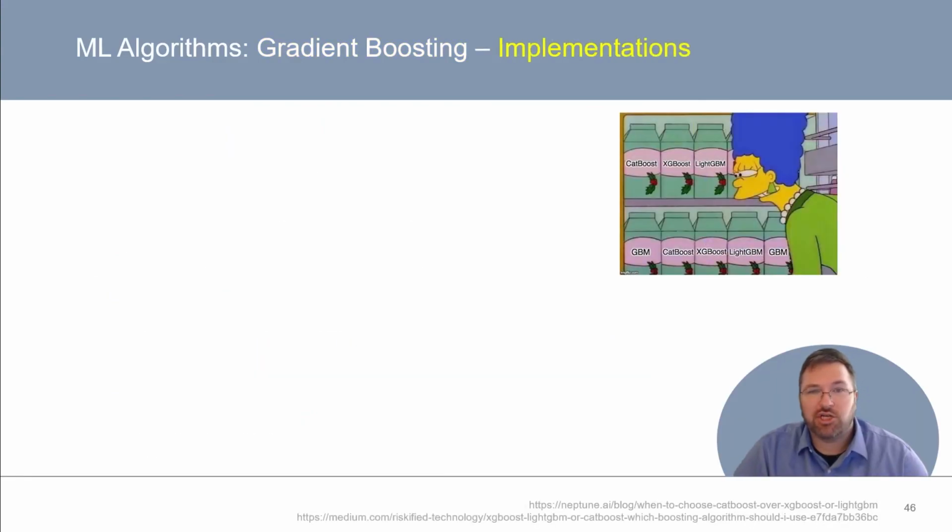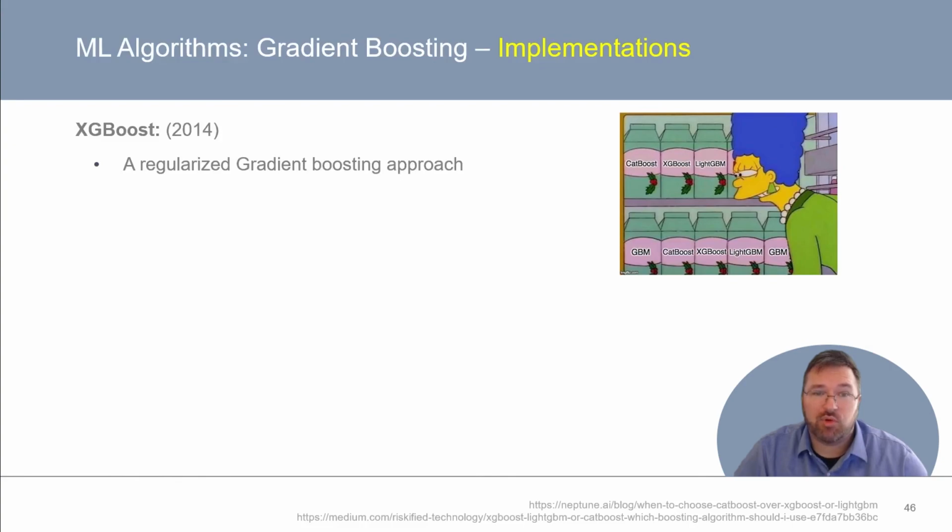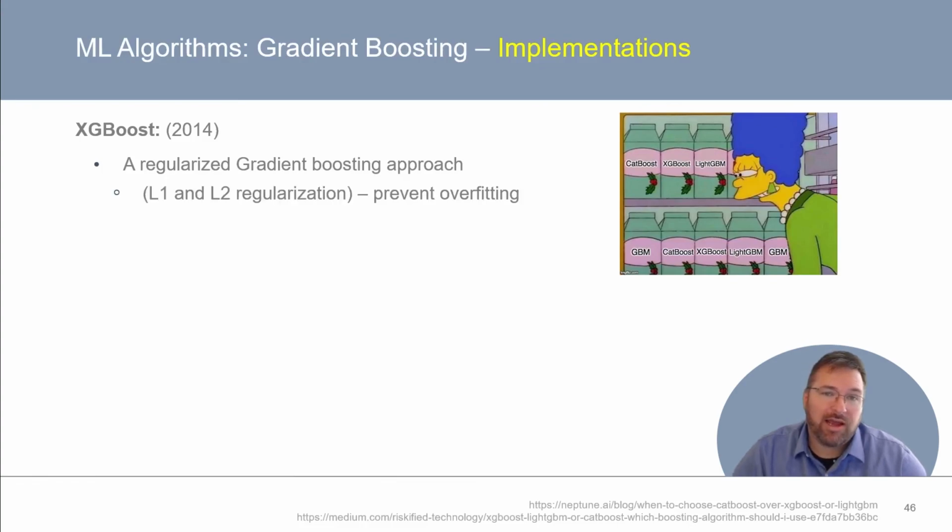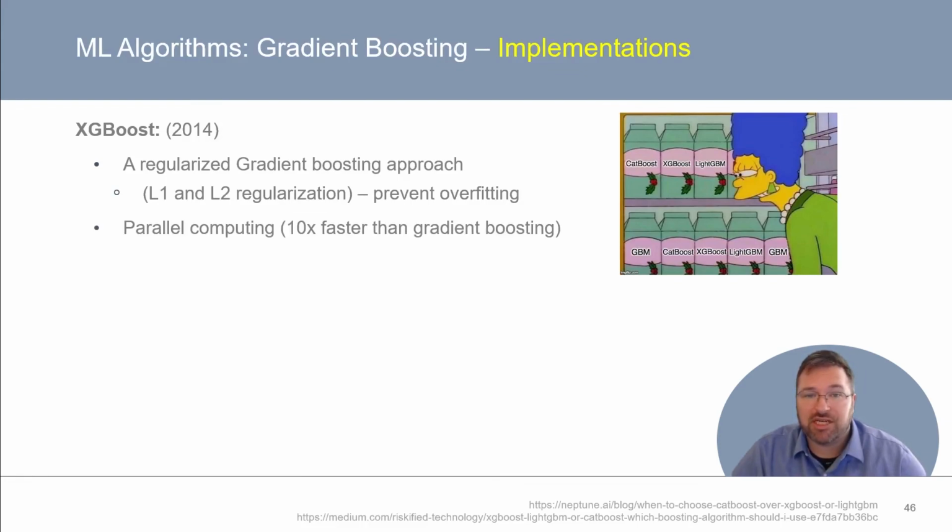We'll end our discussion of gradient boosting and gradient boosting trees by mentioning some of the key popular implementations of this algorithm concept. The first is XGBoost, introduced in 2014. This variant includes a regularized gradient boosting approach, specifically including L1 and L2 regularization, as a modification to help prevent dramatic overfitting. Additionally, this implementation was designed with the option to be run with parallel computing, making it up to 10 times faster than basic gradient boosting.